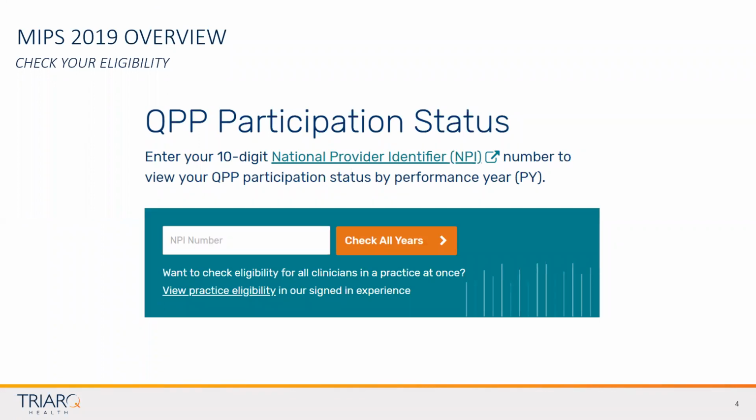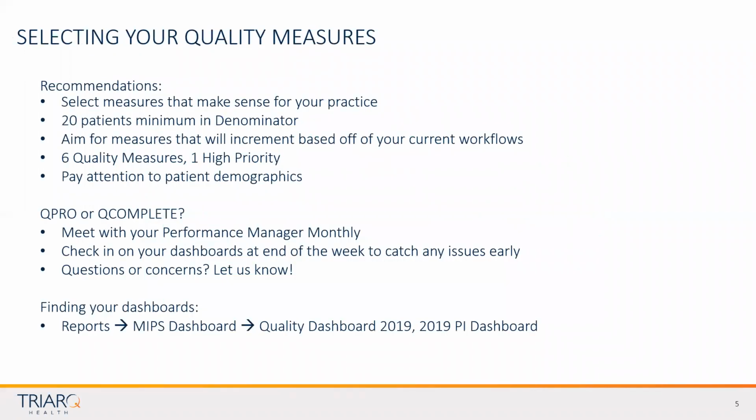So before I really jump into our measures, if you've not checked out your eligibility status for MIPS 2019, go ahead and do that on the QPP.cms.gov website. You're going to punch in your NPI here and check the years for all years or for 2019, which is what I would recommend. So if you've not done that, go ahead and get that done as soon as possible.